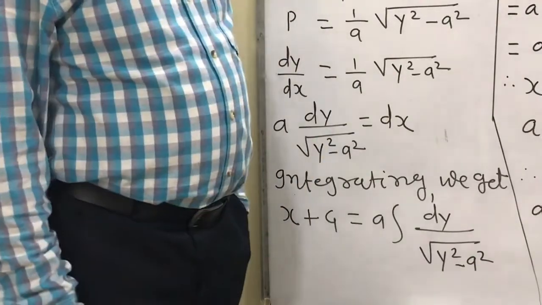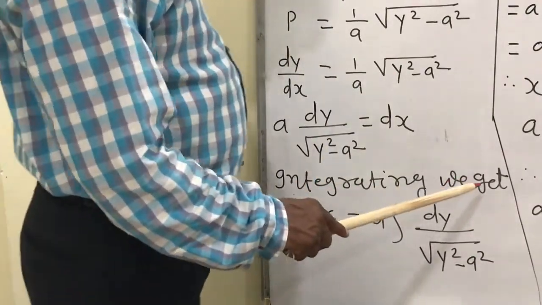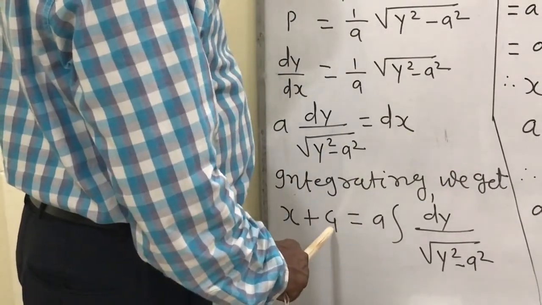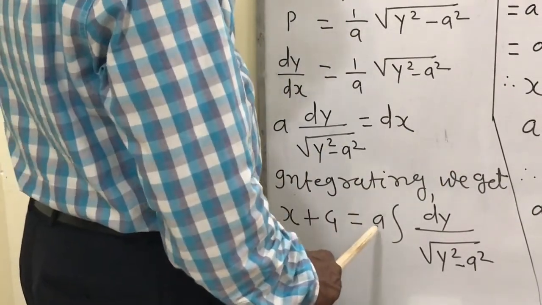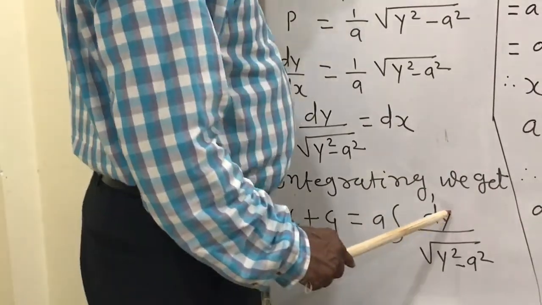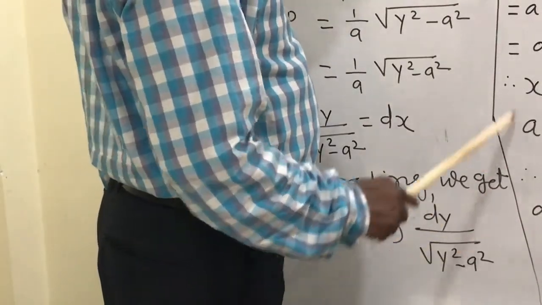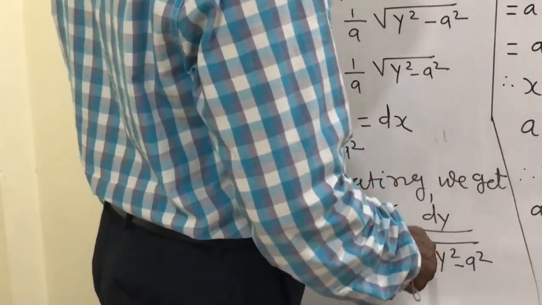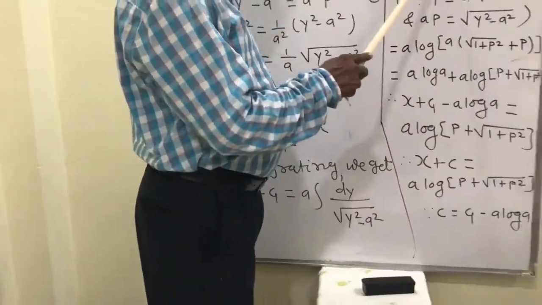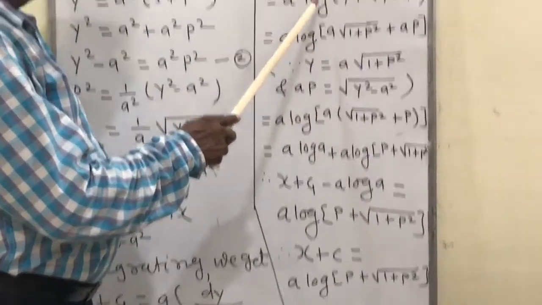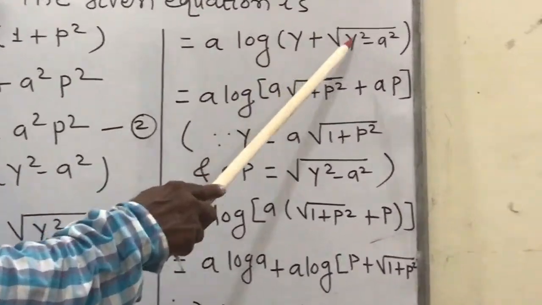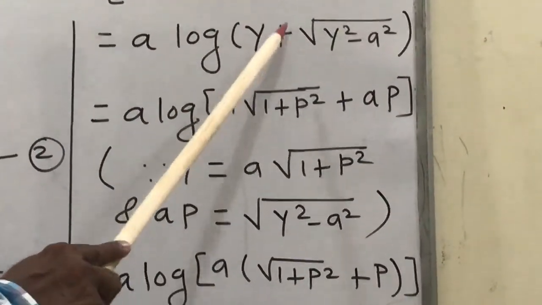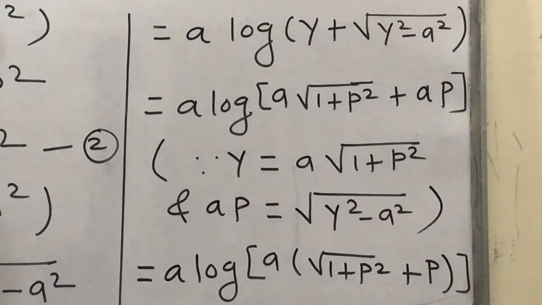this is a variable separable. Integrating we get x plus constant of integration c1 which is equal to a integration dy upon under root y square minus a square. So integration dy upon under root y square minus a square is nothing but log of y plus under root y square minus a square.